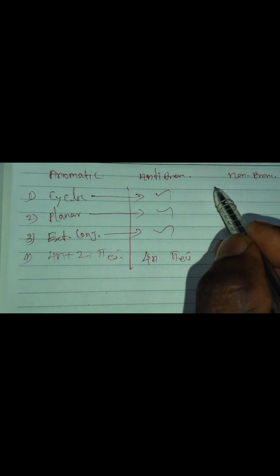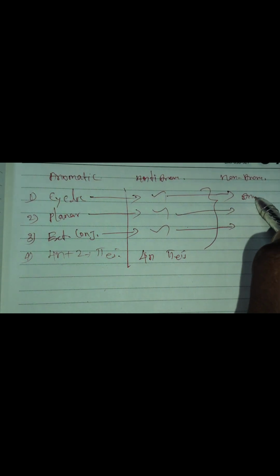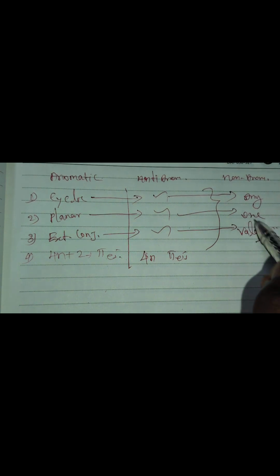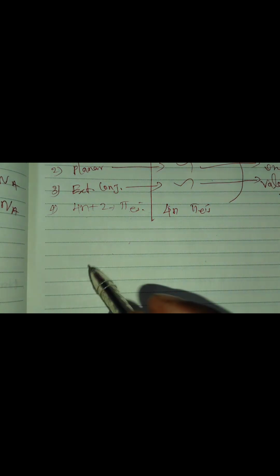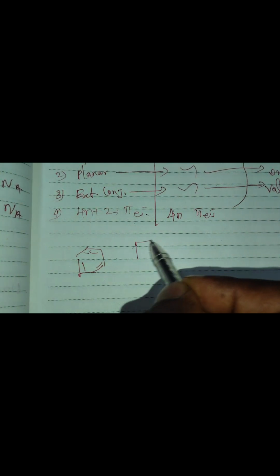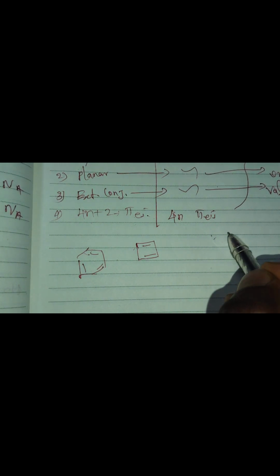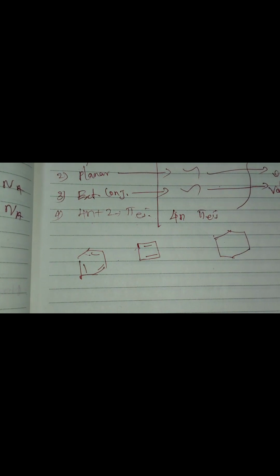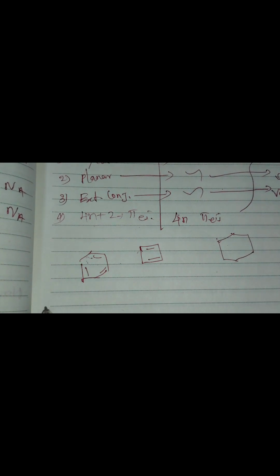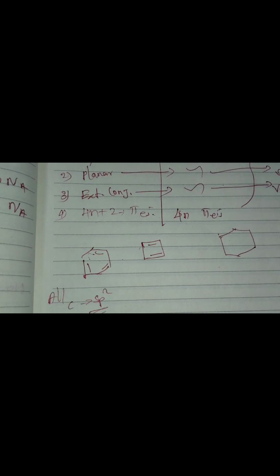For non-aromatic, violation of any one of these three rules makes the compound non-aromatic. For example, benzene, cyclobutadiene, and cyclohexane. Benzene is a cyclic compound, and all carbons are sp2 hybridized, so the geometry is trigonal planar.